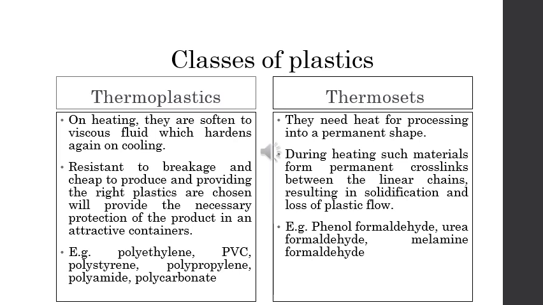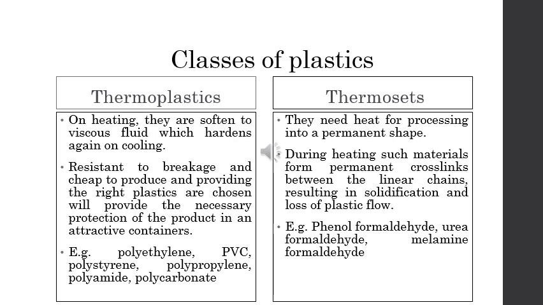Now there are two types of plastics: thermoplastics and thermosets. So we'll discuss the thermoplastics first. Thermoplastics, on heating, soften and get converted into a viscous fluid which hardens when they are cooled. They are resistant to breakage and very cheap to produce. And also with the right choice of plastic, we can give the necessary protection to the product. The examples of thermoplastics are polyethylene, polyvinyl chloride, polystyrene, polypropylene, polyamide, and polycarbonate.